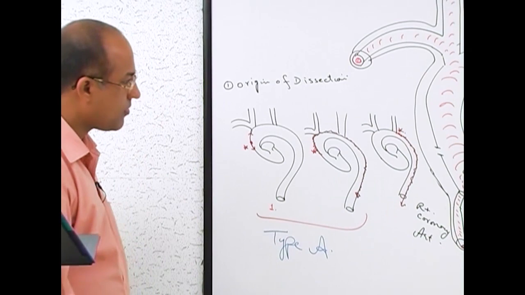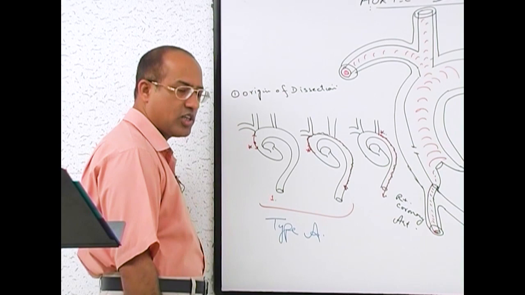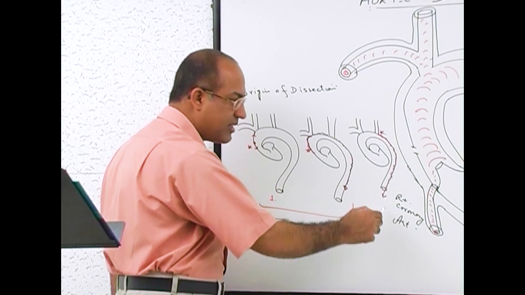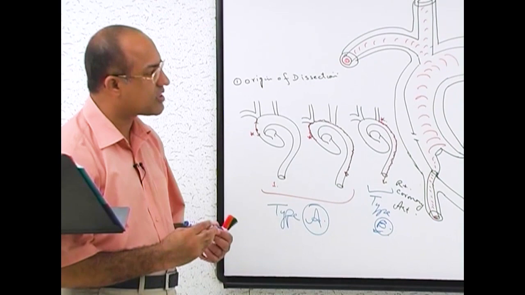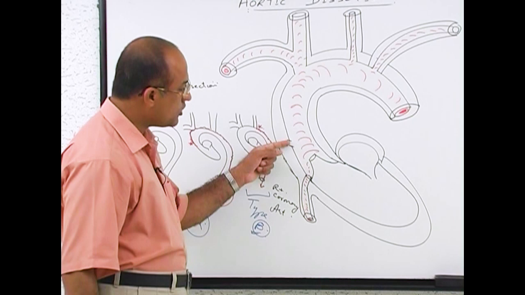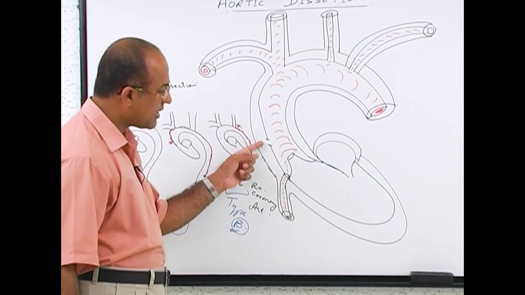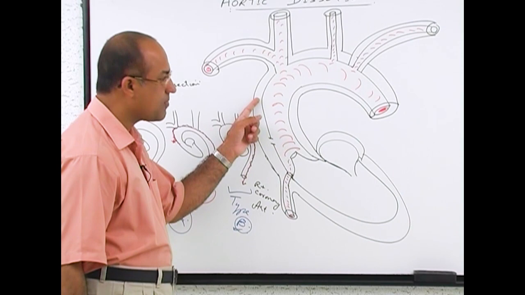Type A dissections. And where the origin of dissection is distal to the left subclavian and it is moving only distally, we call it type B aortic dissection. So there are type A aortic dissections and there are type B aortic dissections. Again, listen carefully. We come back to this diagram. Attention. If this intimal entrance, right, and first intimal tear is within the root of aorta or ascending part of aorta, right? This is type A. Type A are classified as two.